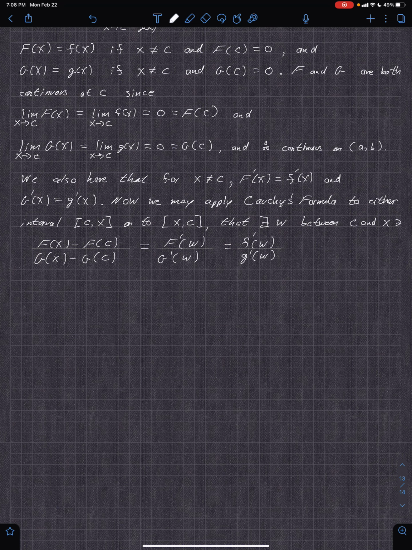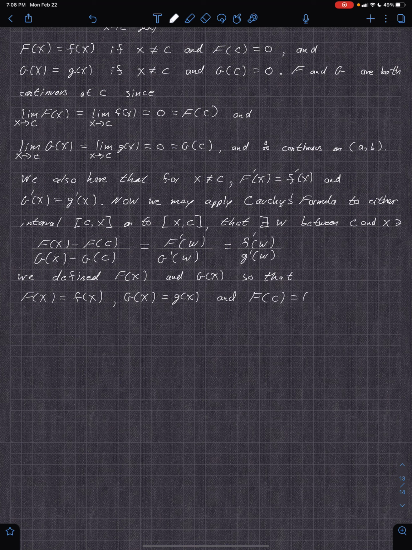All right, now some more explanation, hopefully. We defined capital F of x and capital G of x so that capital F of x is equal to little f of x, capital G of x is equal to little g of x, and capital F of c is equal to capital G of c, which is equal to 0. So they're the same, but at c we define those to be 0. Hence this basically cancels out, because of this equal to 0, these guys are 0.